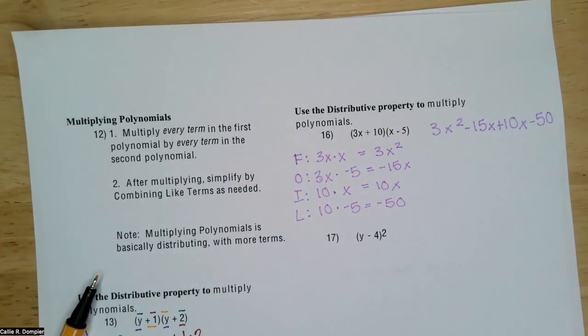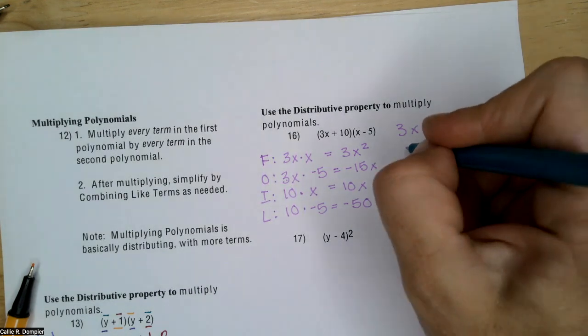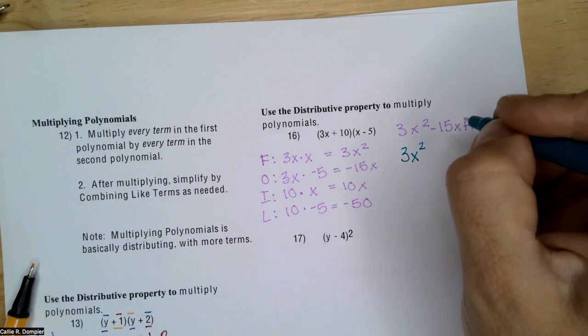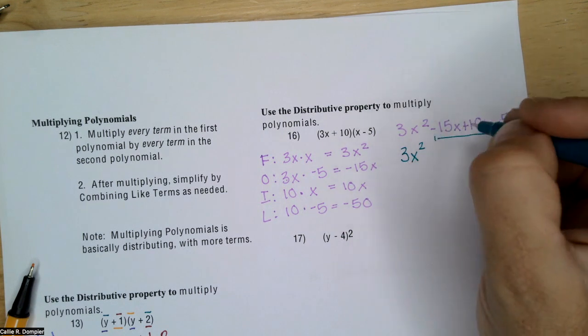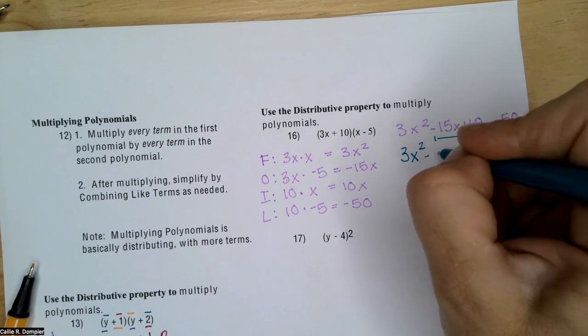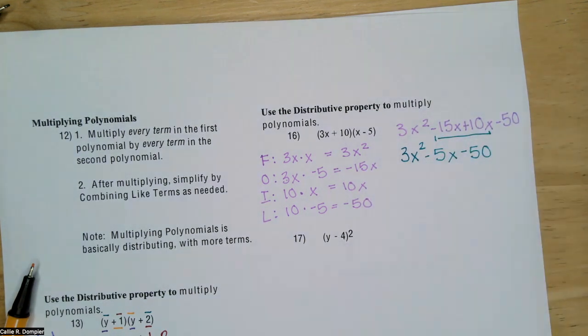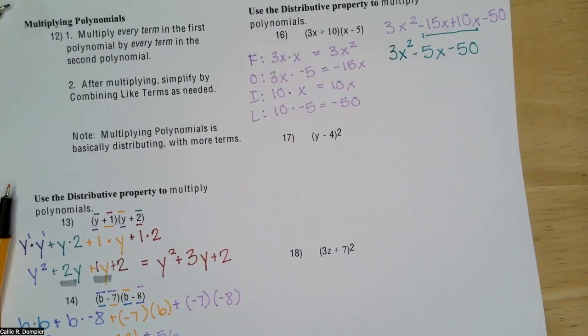And we're just going to do a ton more of these examples, so you can feel free to pause it, go work on the homework, come back if you want to see more examples, fast forward if you need to. 3x squared. -15x and 10x are like terms. So -15 plus 10 is -5x minus 50.